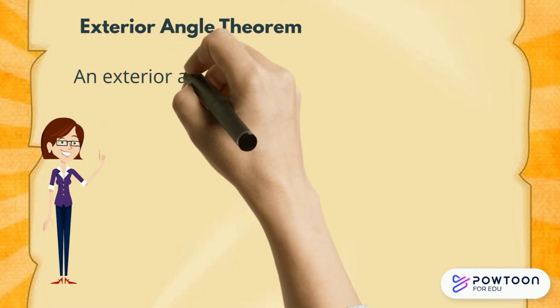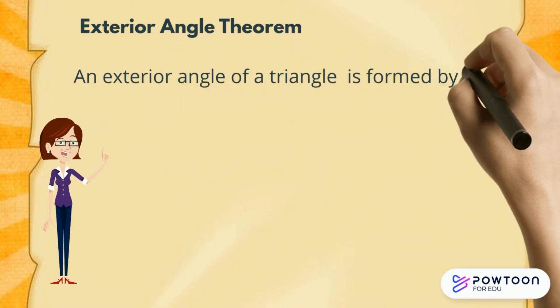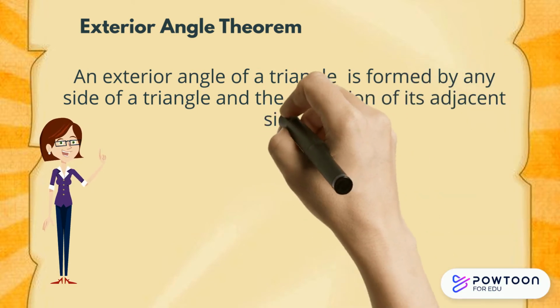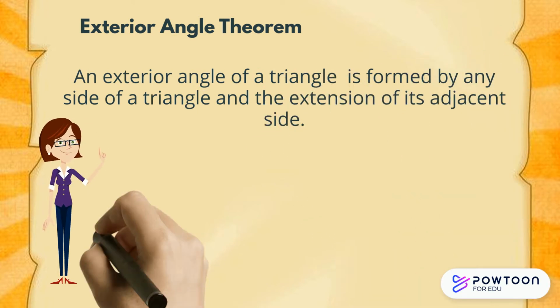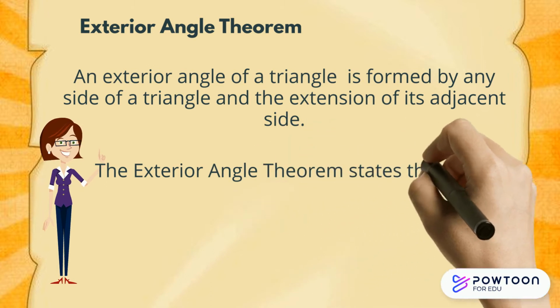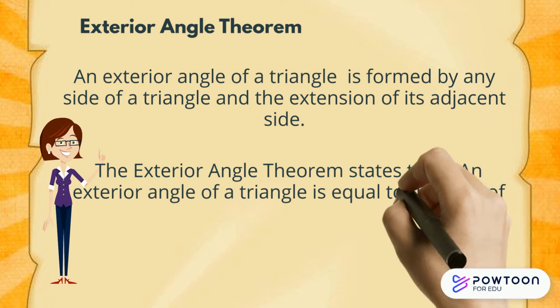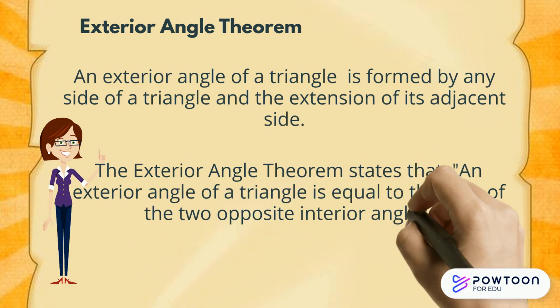Exterior Angle Theorem. An exterior angle of a triangle is formed by any side of a triangle and the extension of its adjacent side. The Exterior Angle Theorem states that an exterior angle of a triangle is equal to the sum of the two opposite interior angles.